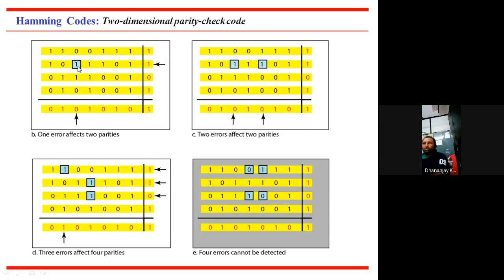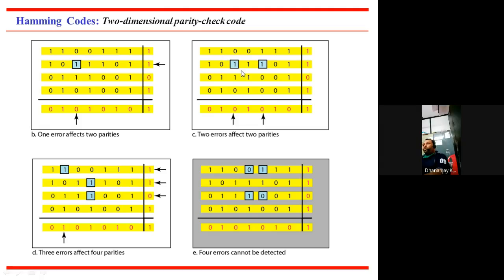If this 1 becomes 0, then the column-wise parity will immediately get affected, because in this column only one 1 will be present, which is an odd number, so the parity should be equal to 1, but it will still remain equal to 0. So the error will be detected. What does this mean? A 1-bit error can easily be detected in a block parity check.